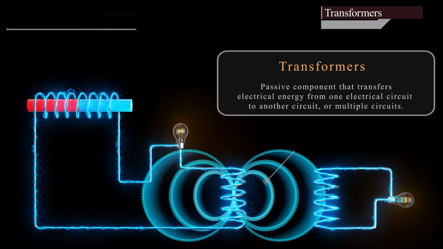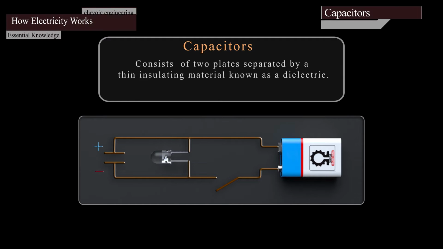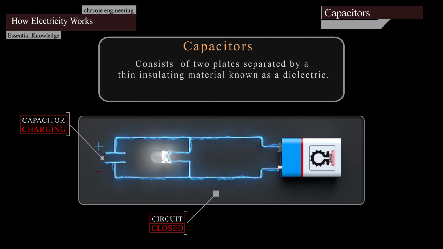The next thing I will briefly explain is the capacitor. So, the capacitor consists of two plates separated by thin insulating material, known as a dielectric. When battery terminals are connected to an initially uncharged capacitor, equal amounts of positive and negative charge are separated onto its two plates. The basic function of a capacitor is to store electrical energy in an electric field.